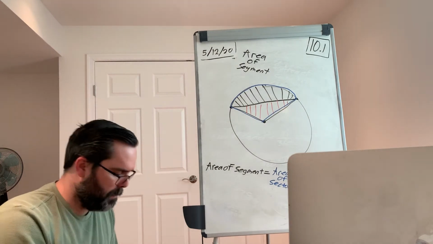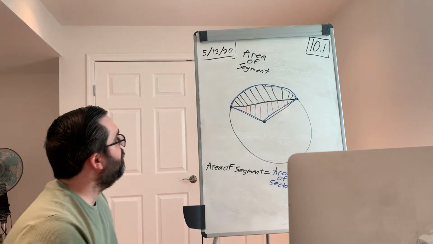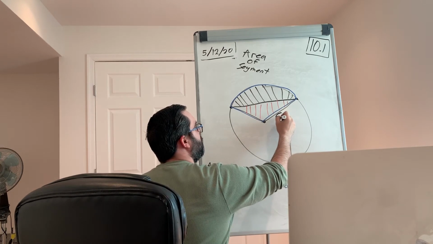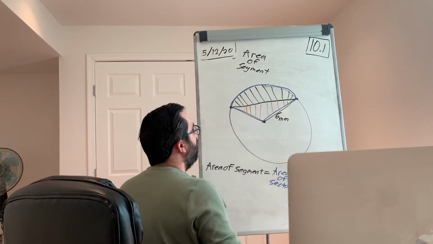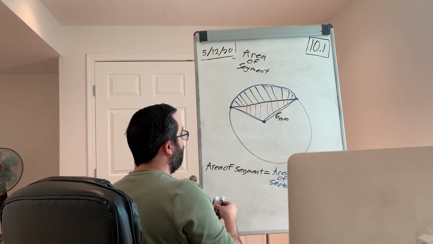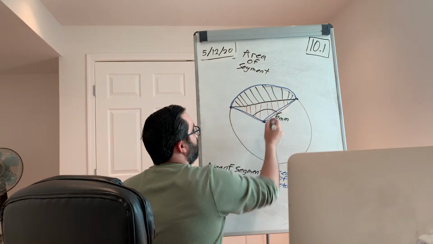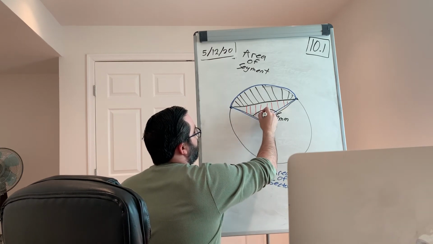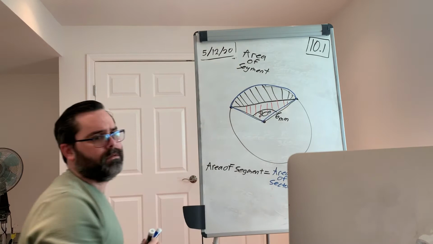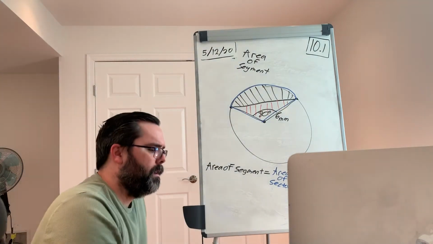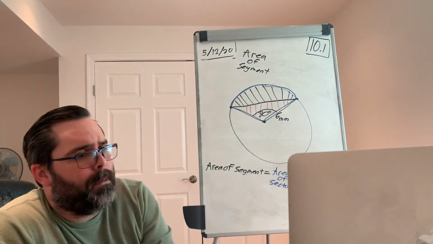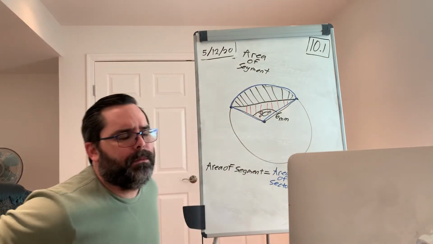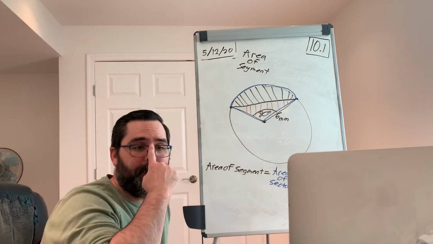Okay, now let's put some dimensions on this. Let's say that this was 6 millimeters. And let's say that this angle is, let's go with 80 degrees. Okay. So in order to find the area of all that black space, we need to find the area of the blue space and subtract the area of the red space.